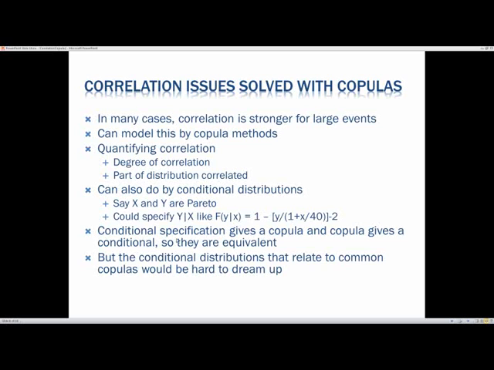And this is an interesting thing. So a conditional specification gives a copula, and a copula gives a conditional. So what you could kind of infer is these are equivalent. And one of the last things is that you have basic copula families, and they're there because if you had to sit down and think through how to build out a copula, it would be really tedious and painful. So that's why we have these various archetypes to work with.